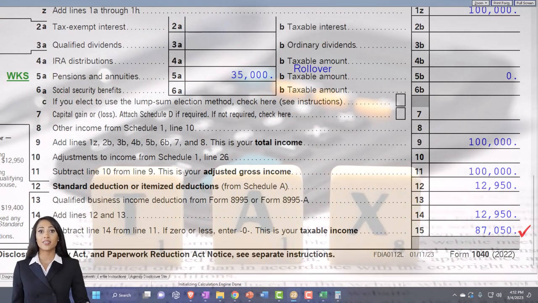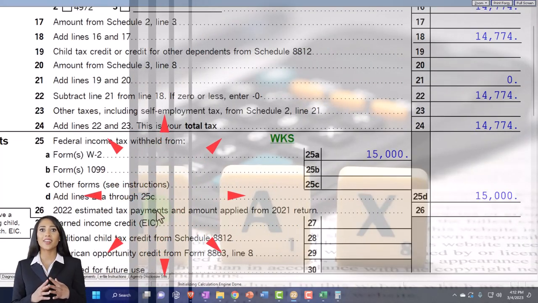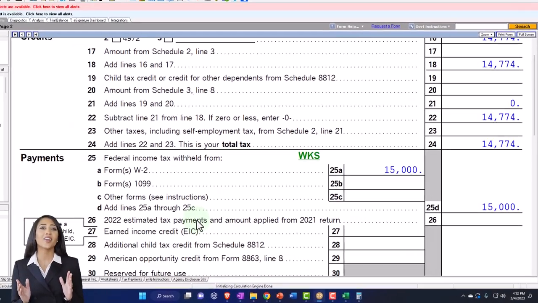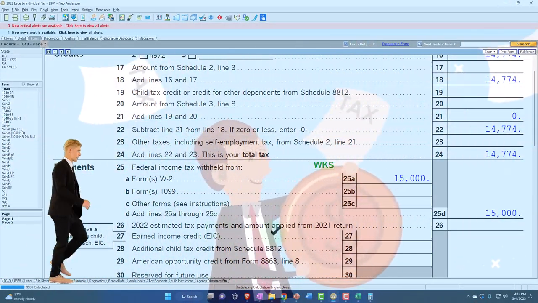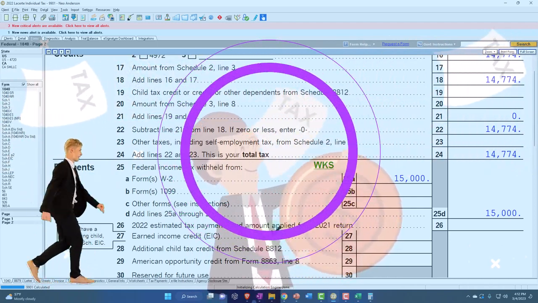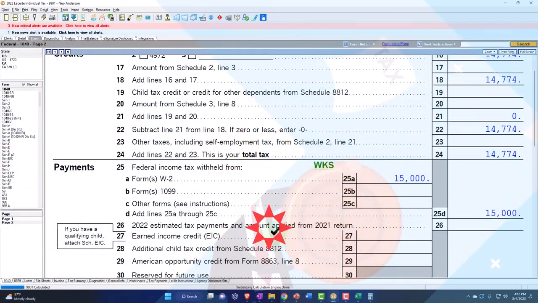What's the moral of the story? Don't be stupid. Or, you know, meaning in this case, don't take the money out, roll it over. Don't take it out if you don't need it, because the whole point of putting it in there is you're trying to avoid the penalties and interest and taxes and whatnot.